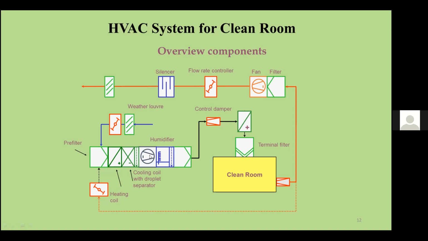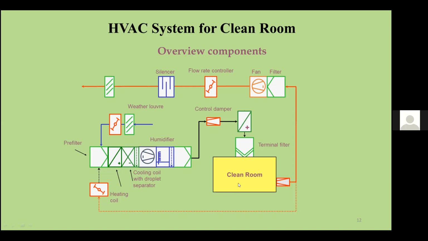The humidifier's work is, suppose we want to control the humidity inside the clean room. So as per requirement, the humidifier passes the air, and finally this air goes to the control damper. And through that control damper, the terminal filter, that means the HEPA filter, the air passes into the clean room. So this type of working is actually happening in the clean room.